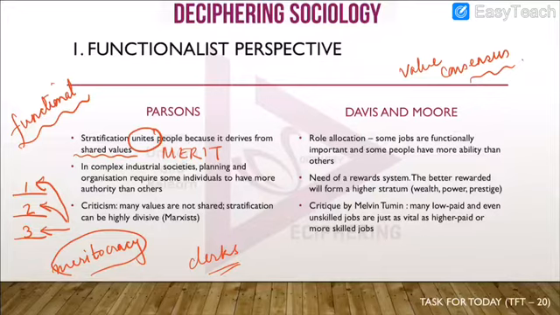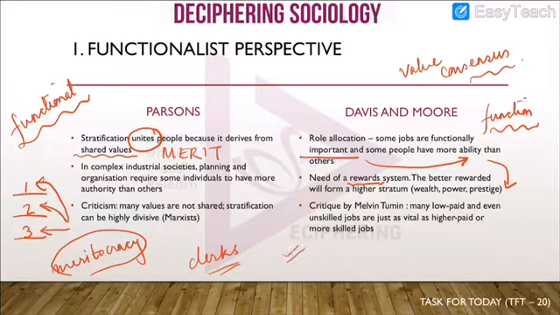The other thinkers are Davis and Moore. They give the concept of role allocation. They say that in a society, some jobs are functionally more important while other jobs are less important. So the jobs which are more important require people of a higher ability, and because they need higher ability or higher training, they should be given a better reward. This reward can be in the form of wealth, power and prestige. So you can see how the functionalists gave a function of stratification.